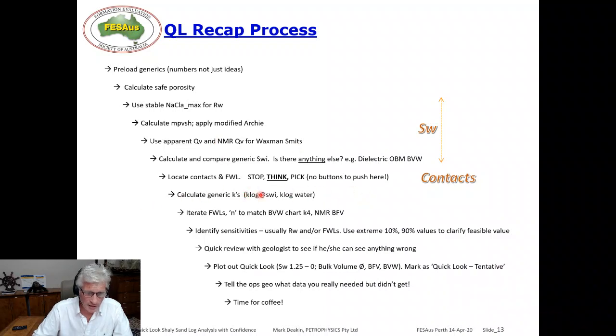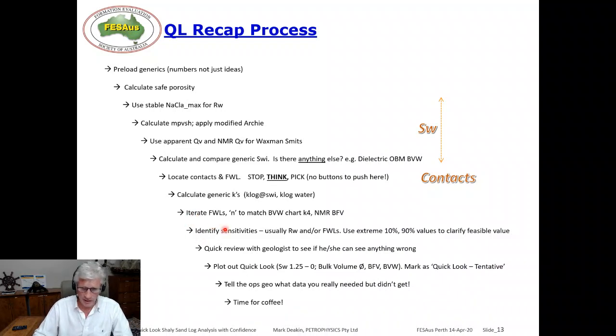Calculate generic Ks, K-log at SWI, K-log water. Iterate the free water levels and N to match the bulk volume water, chart K4. So I'm saying that when you're fairly happy with things, a fairly late stage thing you can do is play around with N a bit to make your log analysis generate saturations that you think are comparable with other estimates of saturation from chart K4 or from NMR, SWI, etc. Right? That's all I'm saying there.